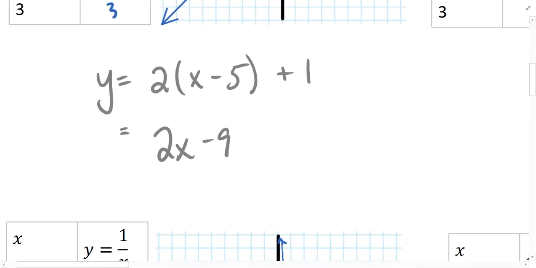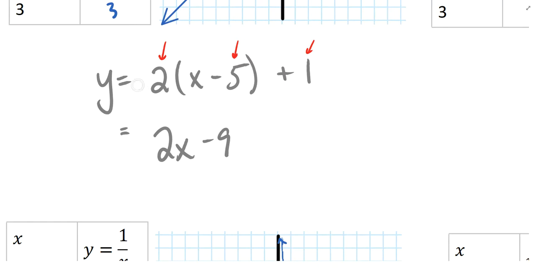If we look at this original form, this 2 implies that the graph is twice as tall. This negative 5 inside of our grouping symbol implies the graph gets shifted to the right 5 units, and this 1 on the outside being added implies that the graph has been shifted up 1 unit.